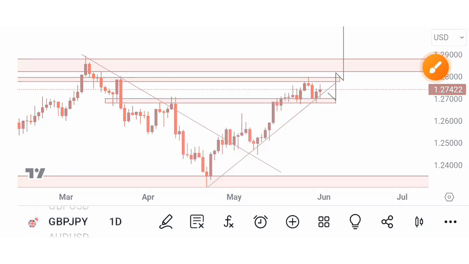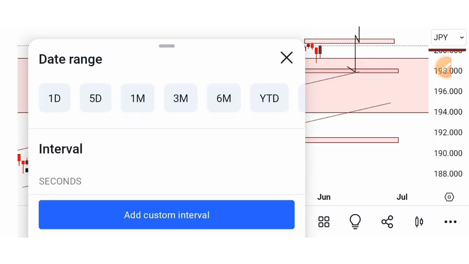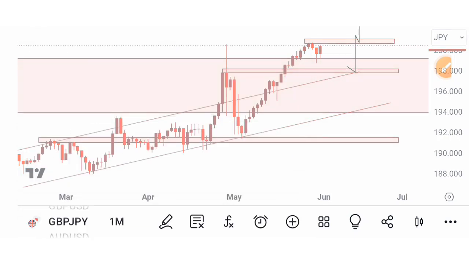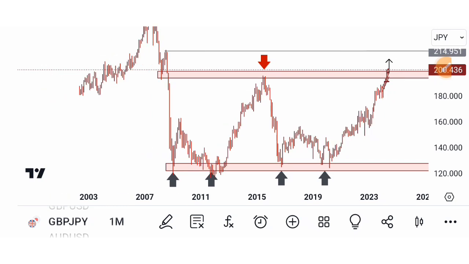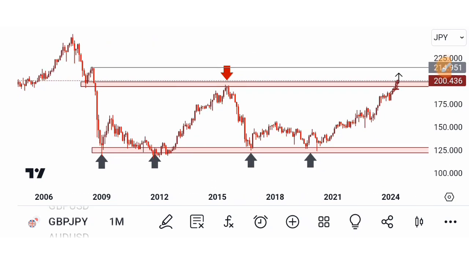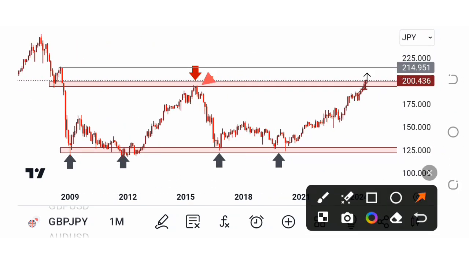Moving on to GBP JPY. GBP JPY, let's move to the higher time frame. I'm bullish on this instrument, right? And the reason is, as you can tell, the market is currently trading above this particular area of resistance, right?